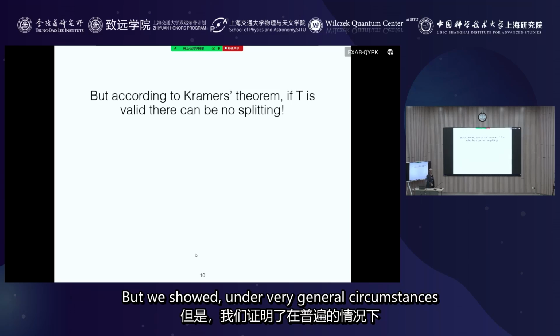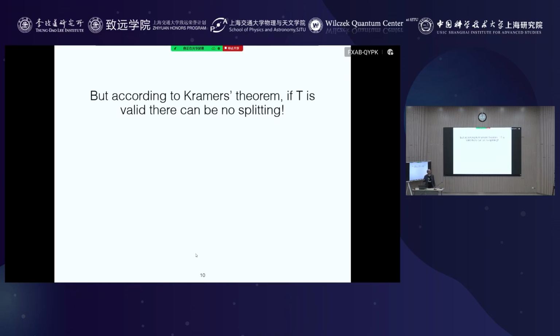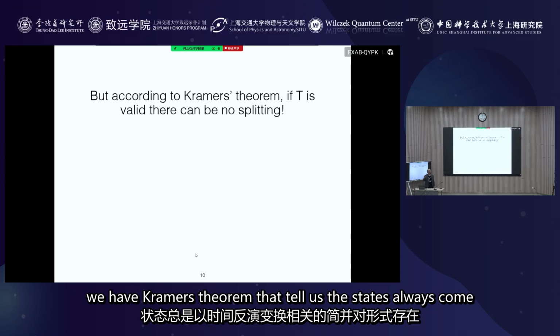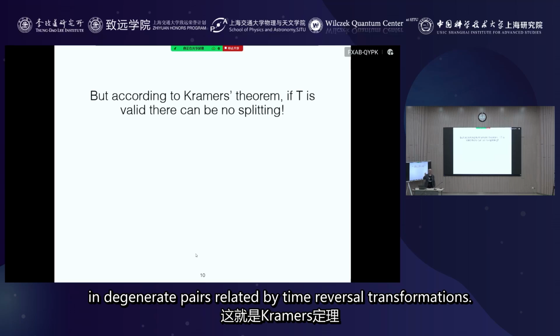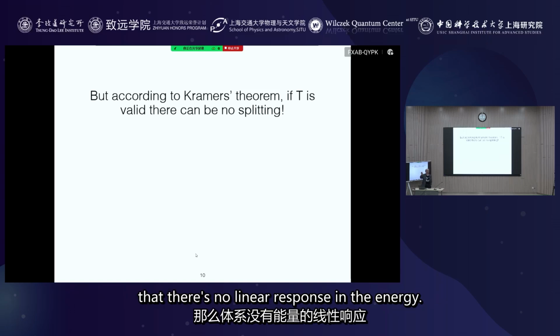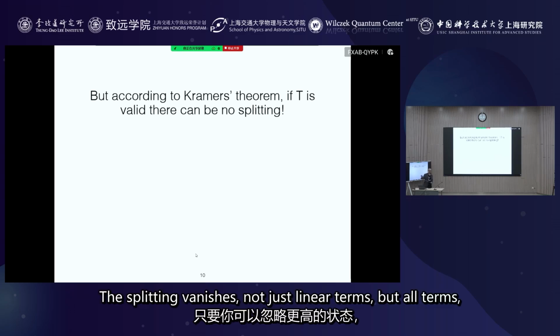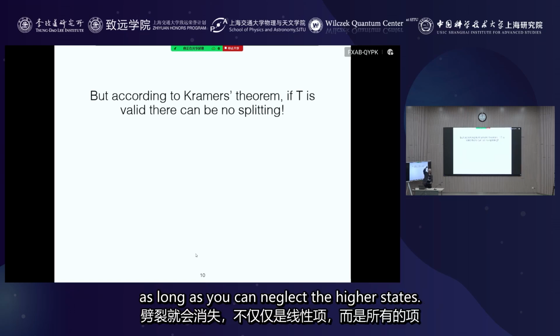But we showed under very general circumstances that if T symmetry is valid, we have Kramers' theorem that tells us the states always come in degenerate pairs related by time reversal transformations. So if that happens, then there is a principle that tells us that there's no such splitting. The splitting vanishes. Not just linear terms, but all terms, as long as you can neglect the higher states.